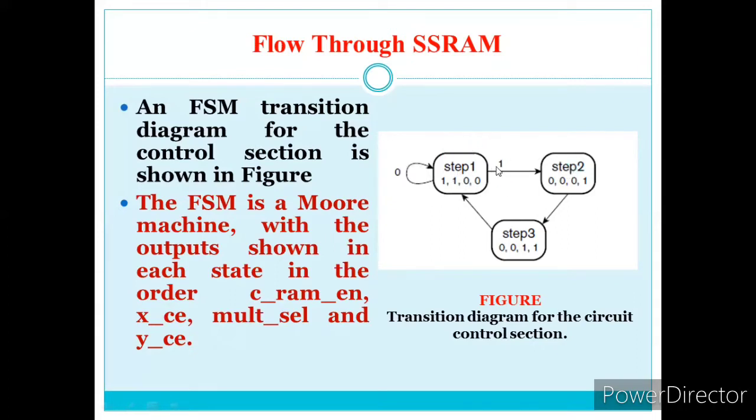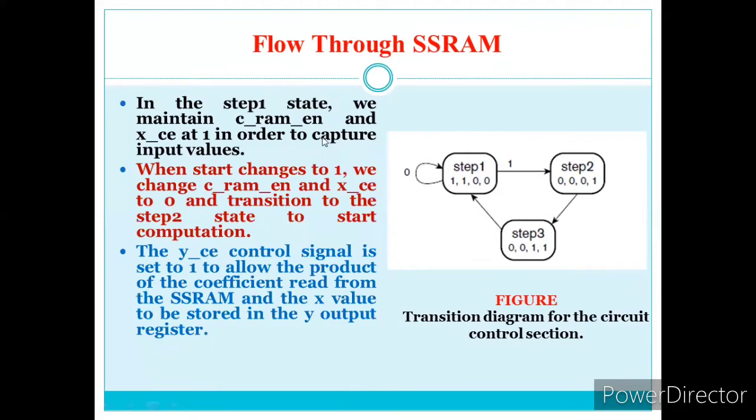Now if you observe here, in the state itself we are getting the output, so we call this a Moore state machine. The FSM we designed is a Moore machine. When the chip enable line of the RAM and X are 1, it captures the input from the respective memory and X, and then depending upon the select line, it performs the operation. When start changes to 1, we change the RAM enable and X enable to 0, and the transition to state 2 starts the computation.